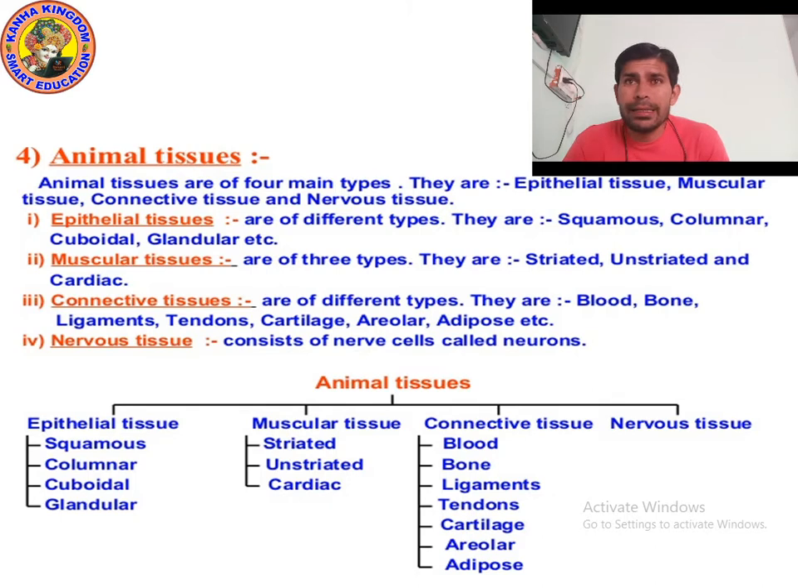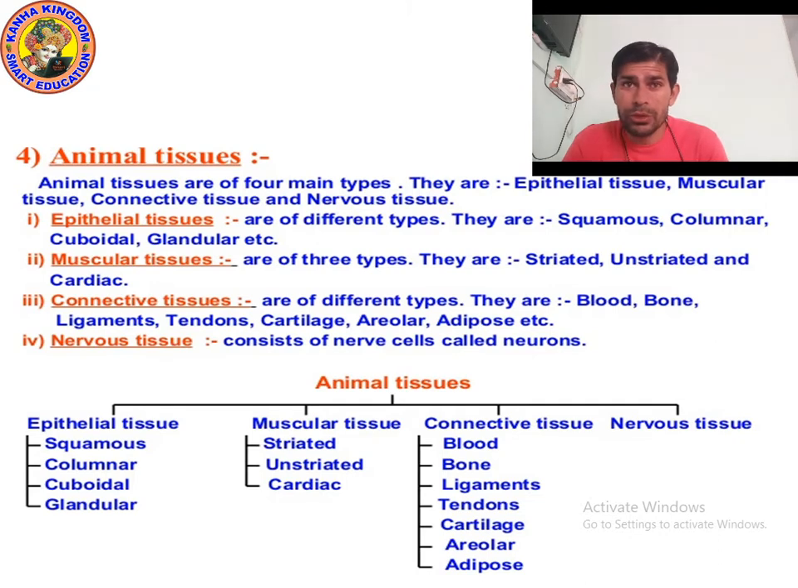Let's talk about epithelial tissue. Epithelial tissue can be categorized into four types: squamous tissue, columnar tissue, cuboidal tissue, and glandular tissue.